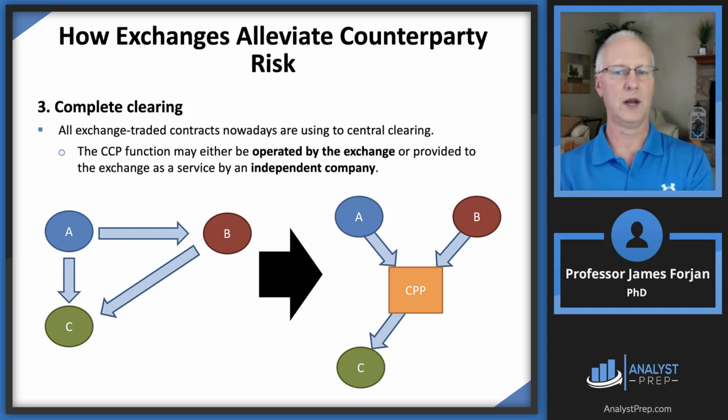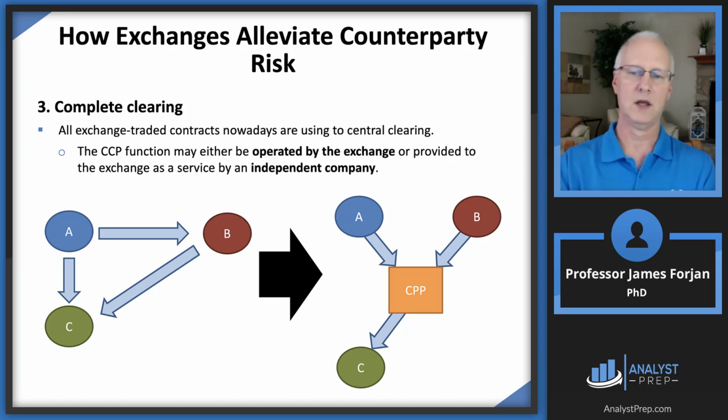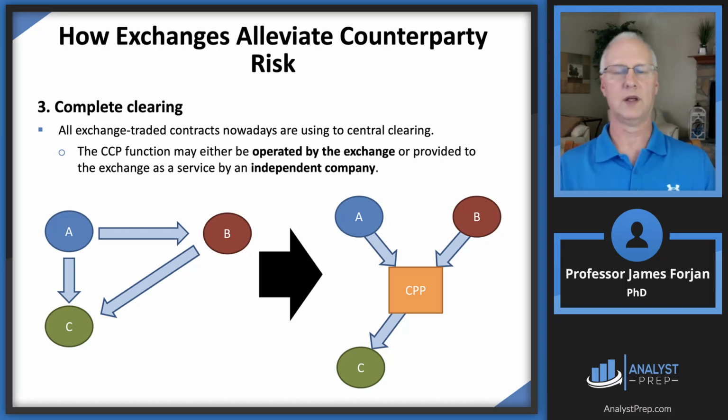So what A is going to do is write a contract with the central counterparty. B will write a contract with the central counterparty, and then C will write a contract with the central counterparty as well. And so this clearinghouse, so to speak, is kind of the middle person who takes both sides and manages both sides. So A doesn't really need to know who C is, right? B doesn't really need to know who C is.